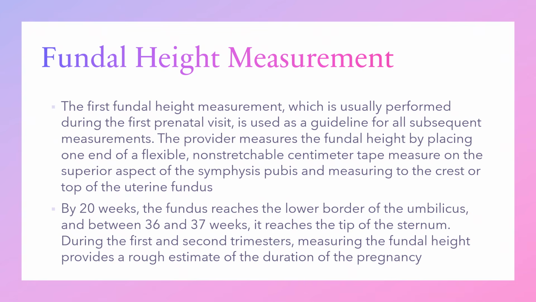The first fundal height measurement, which is usually performed during the first prenatal visit, is used as a guideline for all subsequent measurements. The provider measures the fundal height by placing one end of a flexible, non-stretchable centimeter tape measure on the superior aspect of the symphysis pubis and measures to the crest or top of the uterine fundus. By 20 weeks, the fundus reaches the lower border of the umbilicus, and between 36 to 37 weeks, it reaches the tip of the sternum.